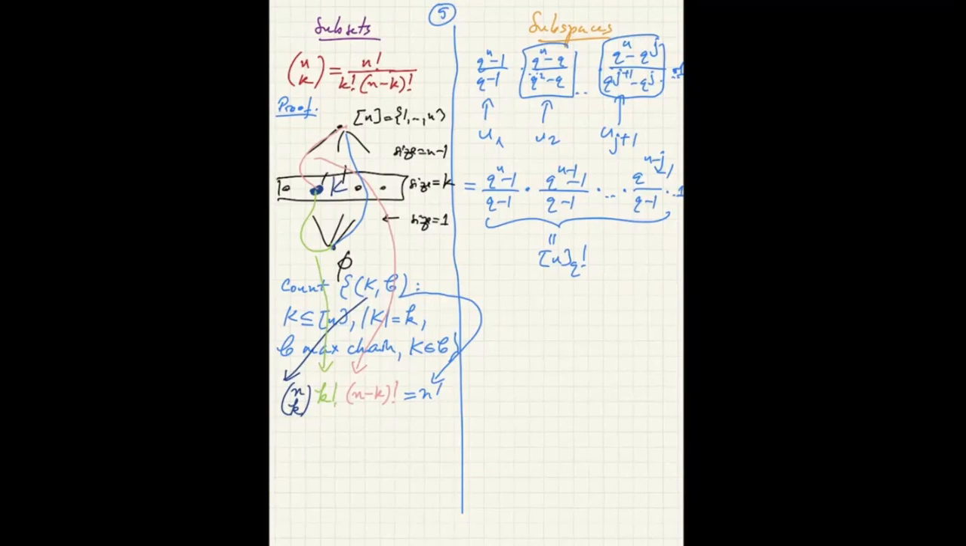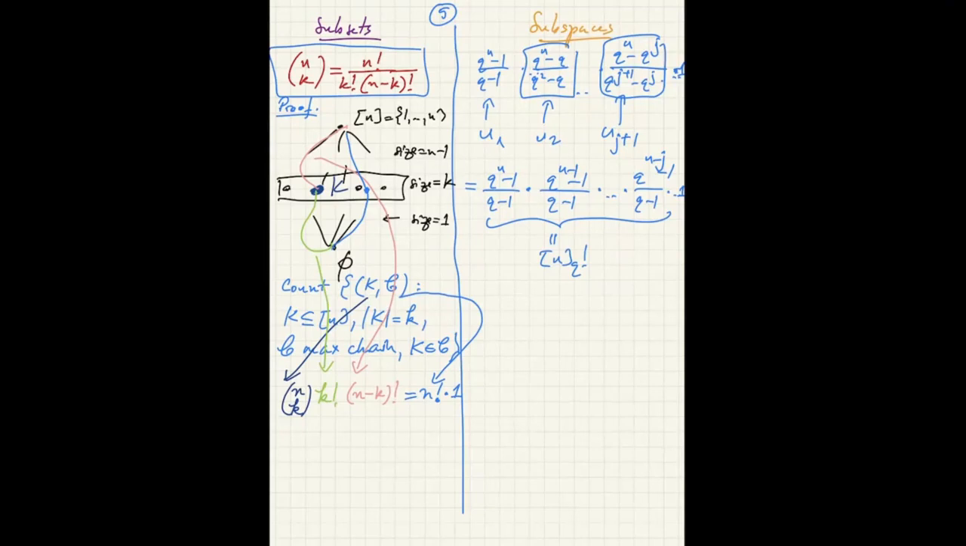N factorial. And how many choices do we have for the place where the chain meets this family of k subsets? Well, we have exactly one choice, because the intersection between a chain and the family of k subsets can have only one element at most. It cannot have two. Actually, the collection of k subsets is an example of what is called an anti-chain, but don't worry about it for now. So anyway, this argument gives another proof of the binomial coefficient n choose k as being n factorial divided by k factorial times n minus k factorial.